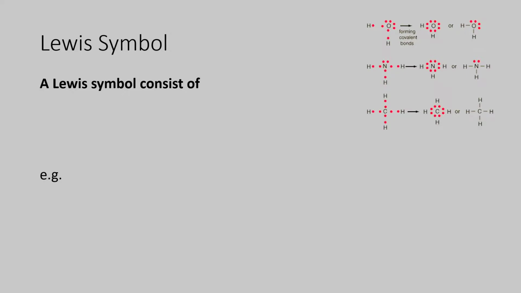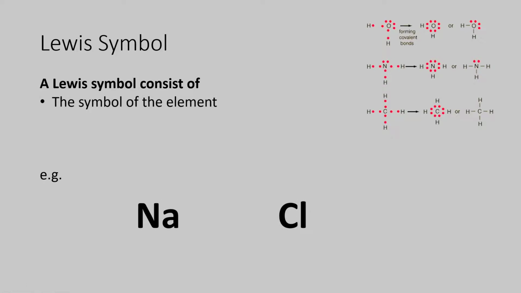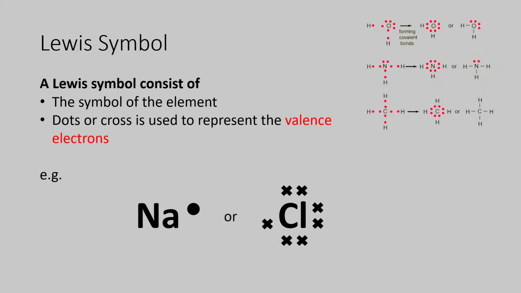Lewis symbol. Okay, if you see like this, can you see? This is the formation of water. How water is formed from 2 individual H and 1 oxygen to become H2O. And also this is ammonia and this is methane. Okay, a Lewis symbol consists of the element, and then we can represent the valence electrons using dots or crosses.